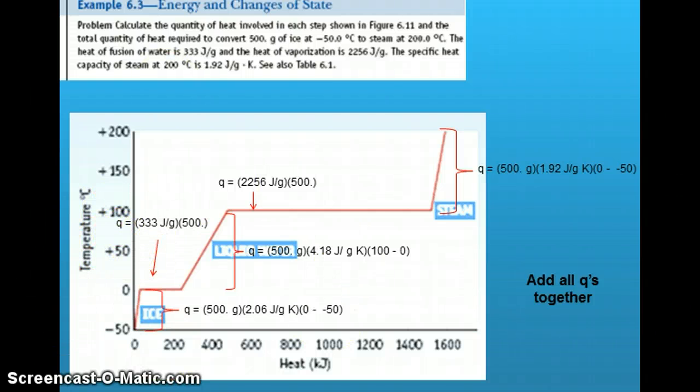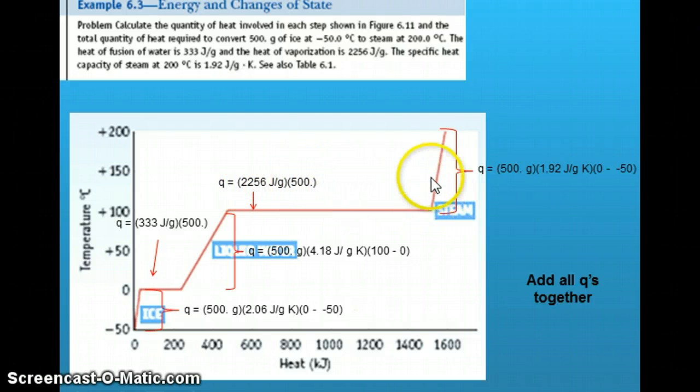All right. Now, if we want to figure out how much energy it takes to get through this portion of the graph, again, you're going to use the formula Q equals mcΔT. You take the mass of water times the specific heat of water times the change in temperature. If I want to figure out how much energy it takes to get through this second plateau, it's just going to be the heat of vaporization times the mass, so 2,256 joules per gram times 500 grams.